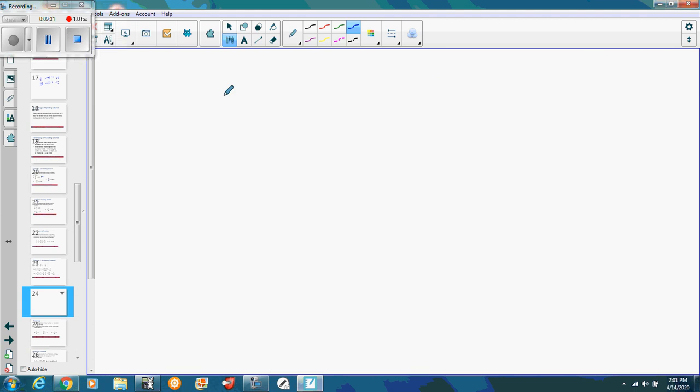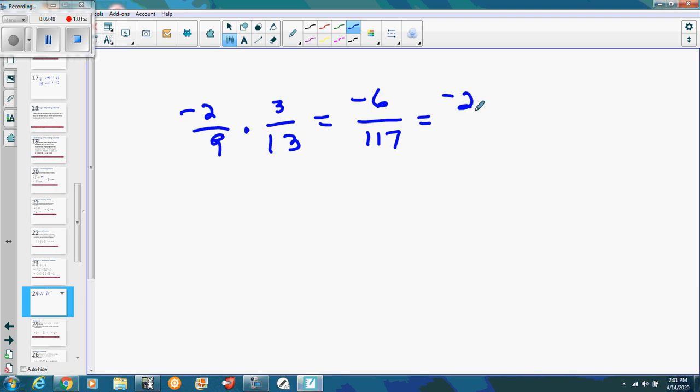So let me just do another example. Let's say I had negative 2/9 times 3 over 13. Even on the homework, if you were doing this on the homework, I want to see negative 6 over 117. I want to see that answer. And then when you reduce it, it's going to give you negative 2 over 39. Because if I just did this in my calculator, I'd go right to that, but I want to see this when you do it for your homework so that I can see that you knew how to do it.